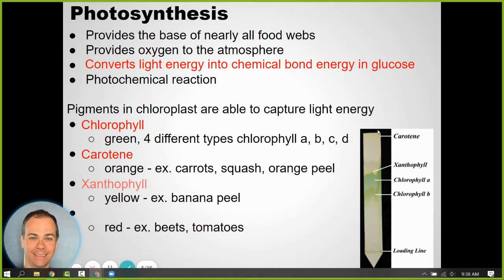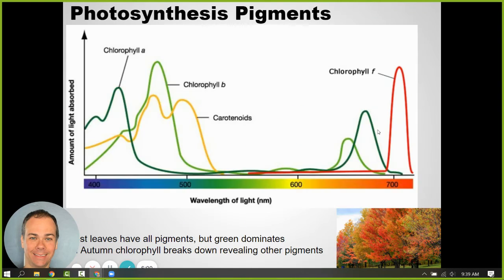There's xanthophyll, which is the yellowish pigment. You can see in some of those trees there turn yellow. That makes bananas yellow, peppers yellow. There's also reds, like those sugar maples that turn red and red maples. That's the same pigment found in tomatoes and so forth. But there's all these various pigments, and the purpose is so they can absorb different parts of the spectrum.